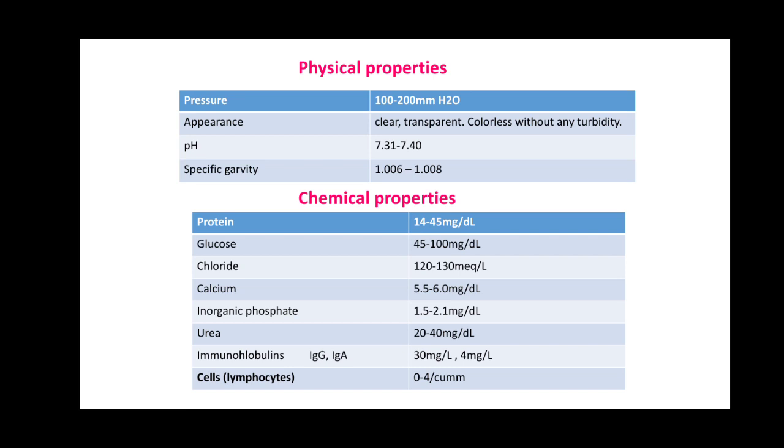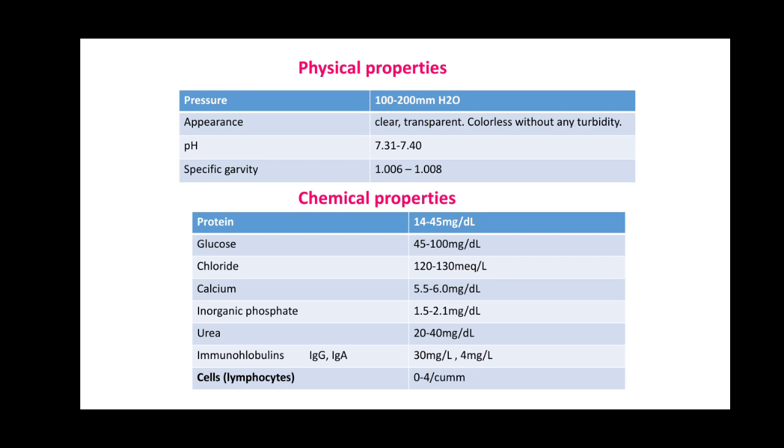So we'll see the physical and chemical properties of a CSF. Pressure, appearance, pH and specific gravity come under the physical properties, and the protein, glucose, chloride, calcium, inorganic phosphate, urea, immunoglobulins, that is IgG and IgA, and cells, that is lymphocytes, come under the chemical properties. The pressure of a CSF will be 100 to 200 mm of water, and appearance clear, transparent, colorless, without any turbidity. The pH will be 7.31 to 7.40. The specific gravity is 1.006 to 1.008.